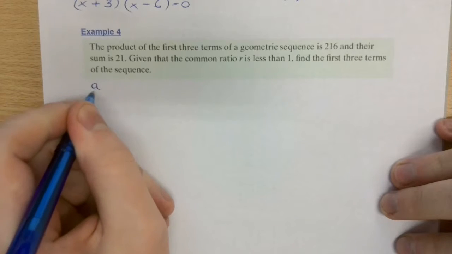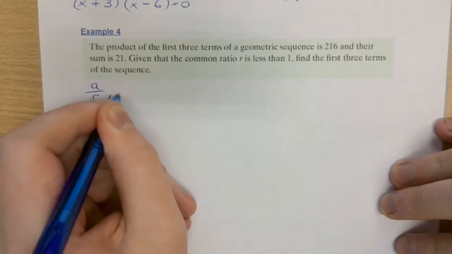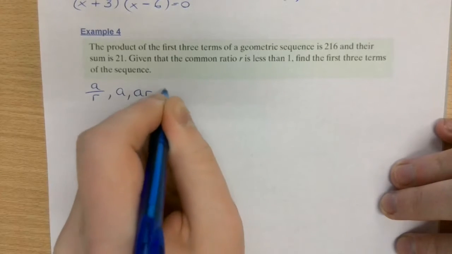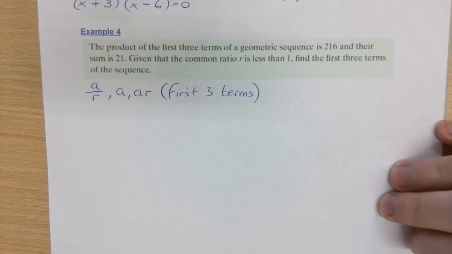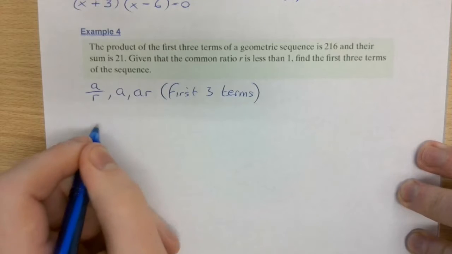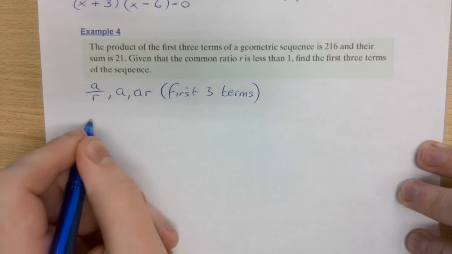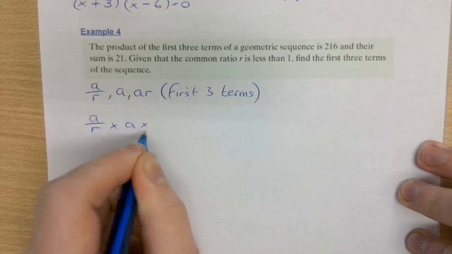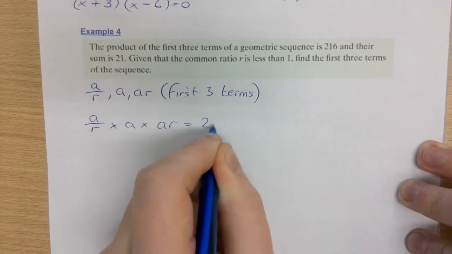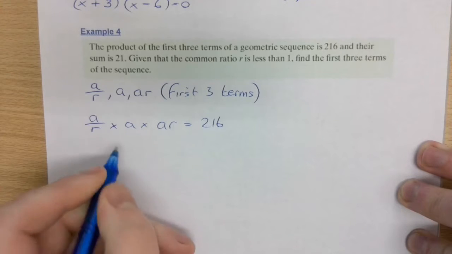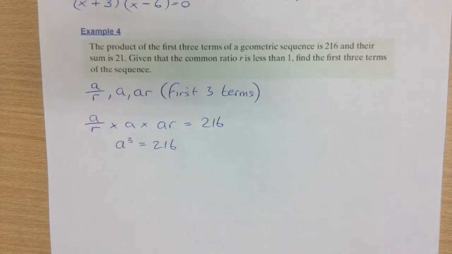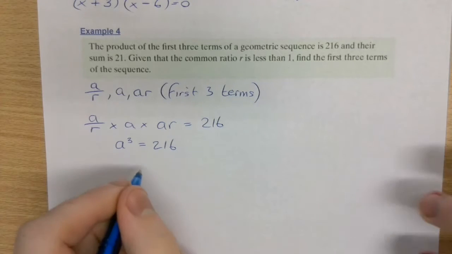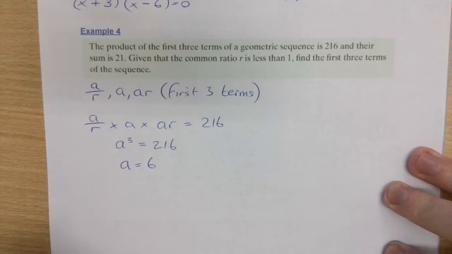So the first three terms of any geometric sequence are a over r, a, and ar. So we know these are the first three terms. What I have to do is, first of all, I know that the product is 216. So if I multiply a over r by a and then by ar, I know the answer is 216. If I multiply, r divided by r, we're just left with the a, so it's a cubed equal to 216. And then in your calculator, if you get the cube root of 216, you'll see your answer is 6. So a is equal to 6. That is what the first term is.